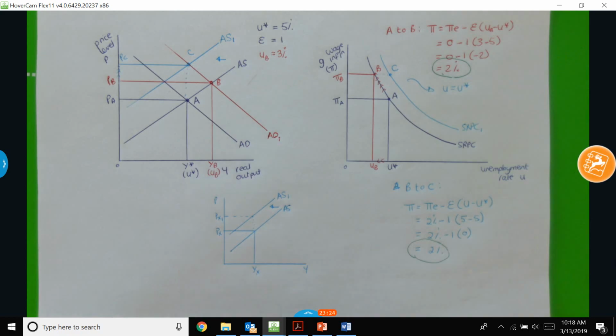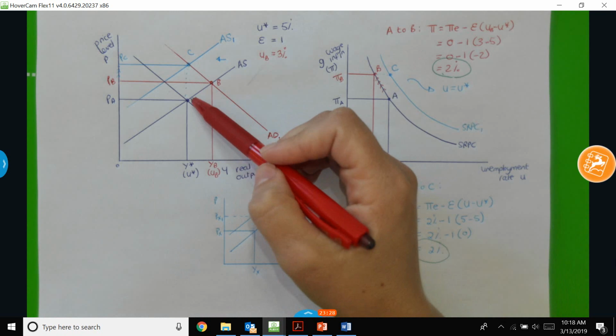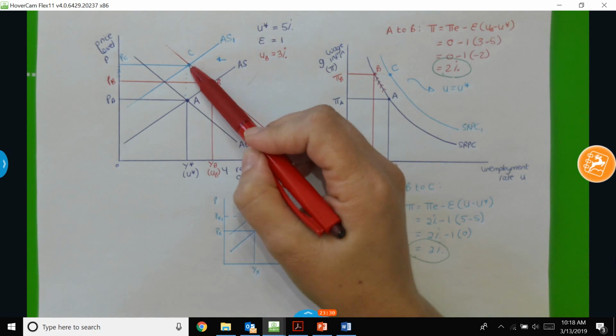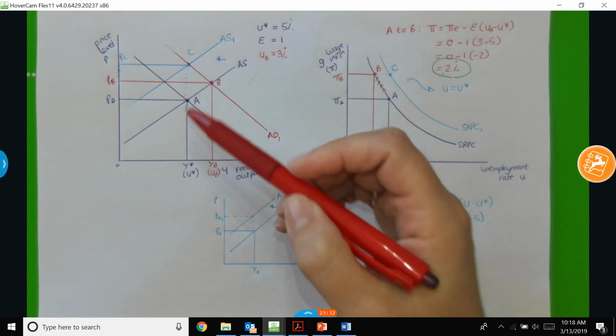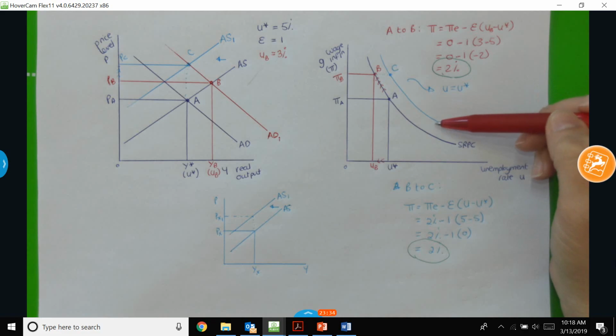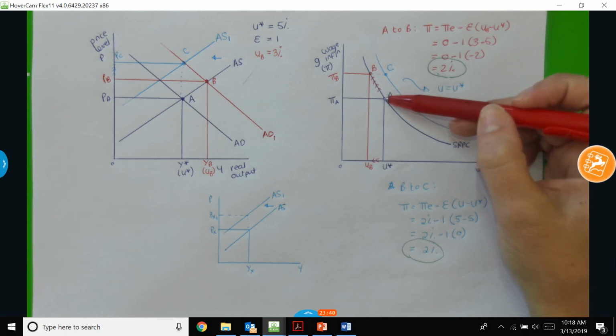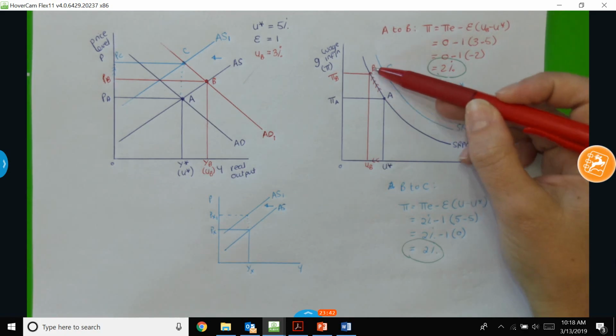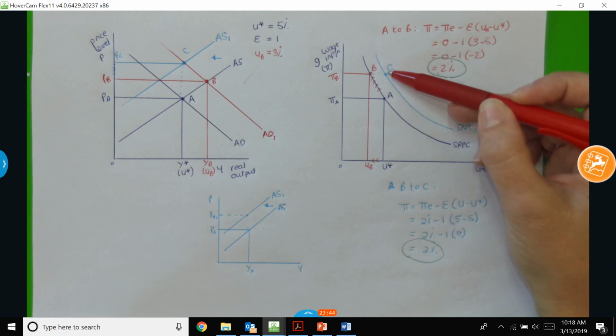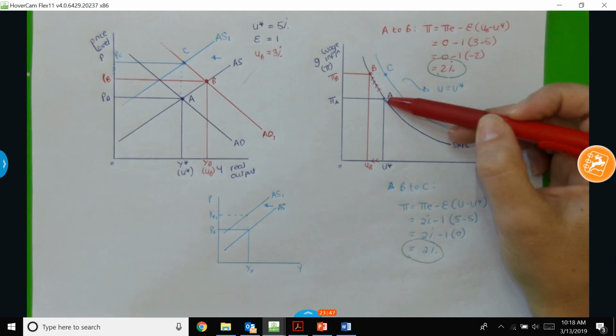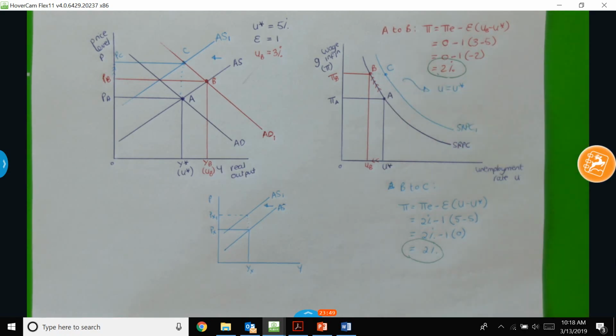So with rational expectations, diagrammatically, the only difference is that there would be a movement straight from point A to point C. With inflation expectations and the augmented Phillips curve, the idea about how expectations operate is more adaptive. We go from point A to point B and then to point C. With rational expectations, it's a more immediate adjustment.